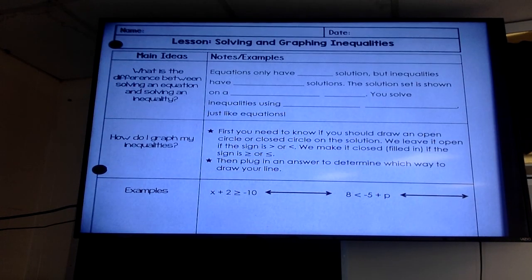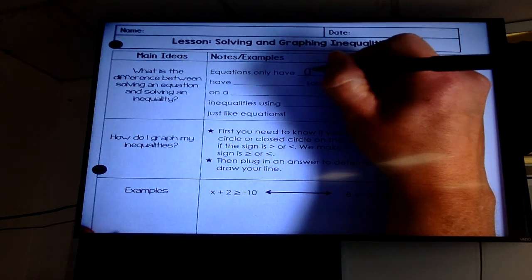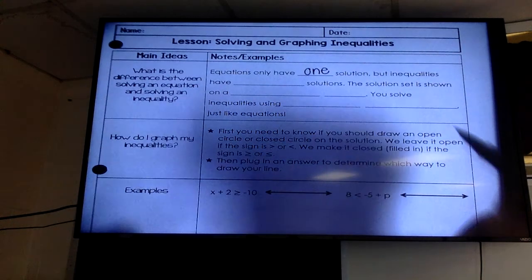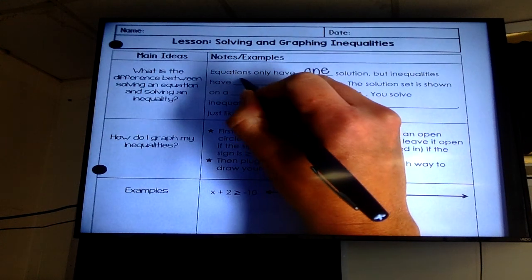All right, this is the lesson on solving and graphing inequalities. So it's basically taking what we've done with equations and applying it now to inequalities. So what is the difference between solving an equation and solving an inequality? Equations only have one solution. You see x equals a certain number, y equals a particular number. It's not more than one number, there's only one answer. But inequalities have infinite solutions.